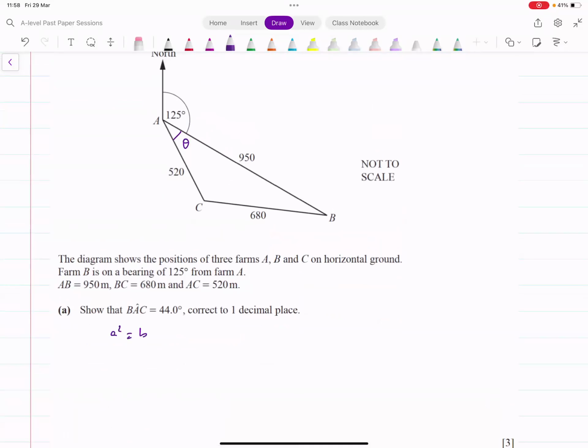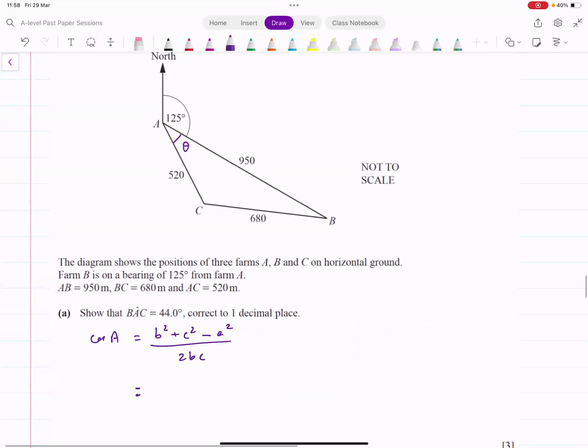A squared equals B squared plus C squared minus 2BC cos of A. Or you could use the other form if you can remember that. That's going to be simpler in this case. You could rearrange it and write it like this: cos of A equals B squared plus C squared minus A squared divided by 2BC. All right, you could also use that. It's your choice.